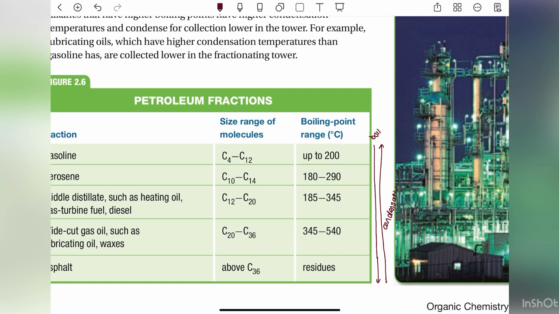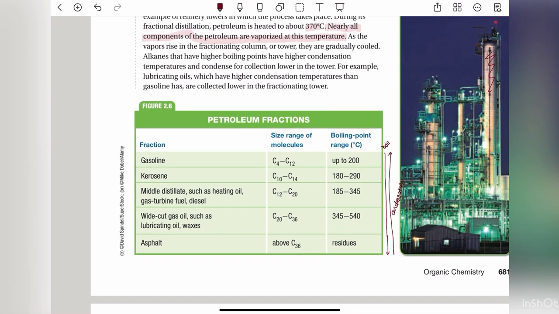Because lubricating oil, for example, has the highest boiling point, it has the highest condensation point, condensation temperature. So lubricating oil will condense first, even though it boiled last. So because it boiled last, it will condense first. And then as it condenses, only lubricating oil condenses until a certain temperature. It will be collected on the bottom, and then diesel will start condensing. And then there will be a stop, and diesel will be collected a little above.